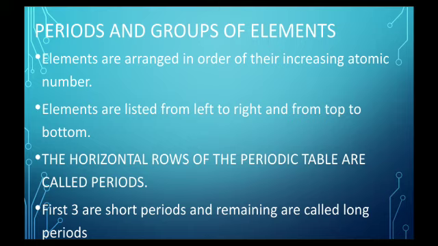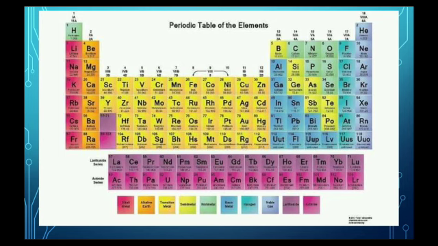Now, if you look at the periodic table, look at this. The first element is hydrogen. Hydrogen has atomic number 1, so it is present at place 1 in the periodic table. Then comes helium. So elements are arranged periodically, in the horizontal way, from left to right.